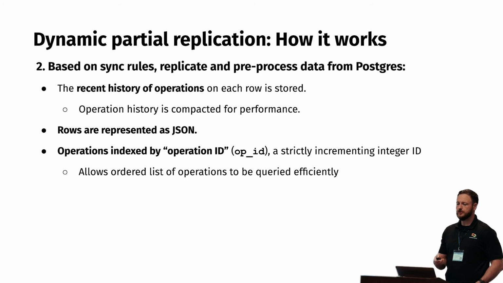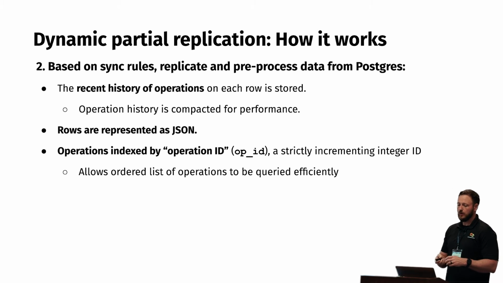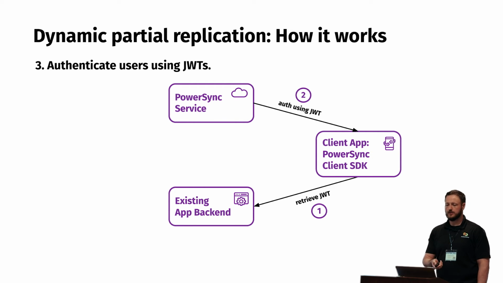The reason why it's recent history is that we compact the operation history so that you don't have an infinitely growing operation history. We represent the rows as JSON in the middleware storage. And then very importantly, the operations are indexed by an operation ID, which is a strictly incrementing integer ID, which allows us to query an ordered list of operations very efficiently. And then the users are authenticated using JWTs. So I think the details of that are not as important, so I'm kind of going to skip over that.